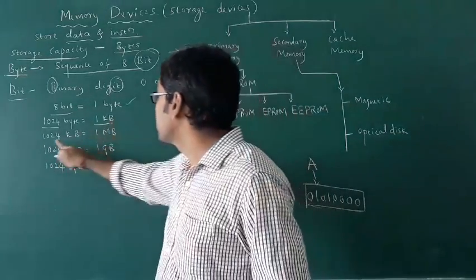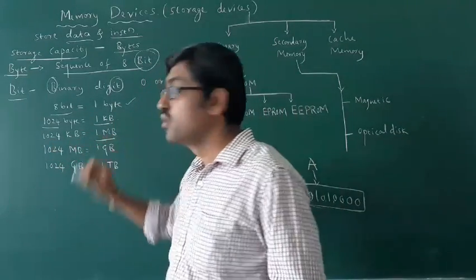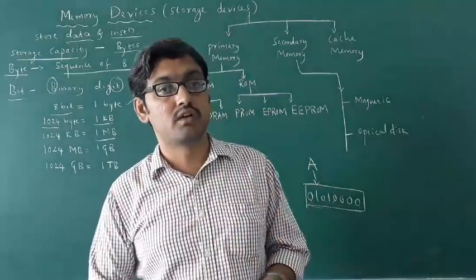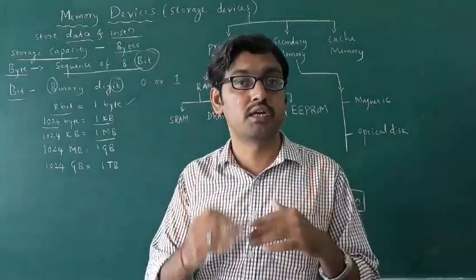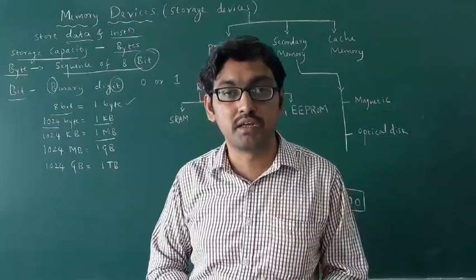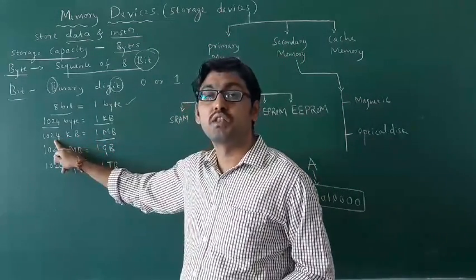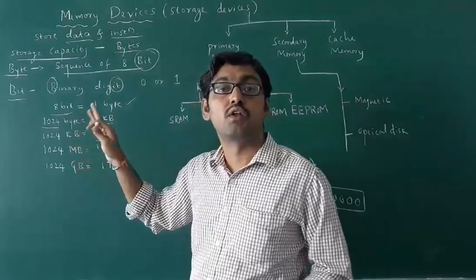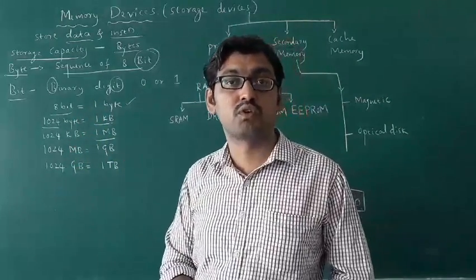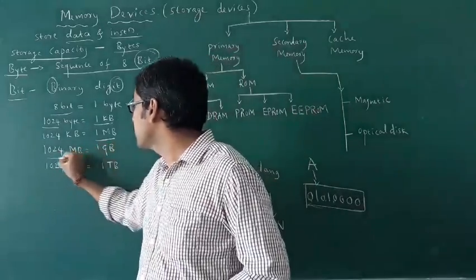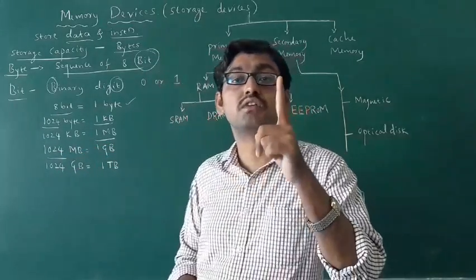Then 1024 KB equal to 1 MB. Almost all audio songs are in MB only, like 4 MB, 7 MB. 1 MB means 1024 kilobytes. Then see the next: 1024 MB means 1 GB.